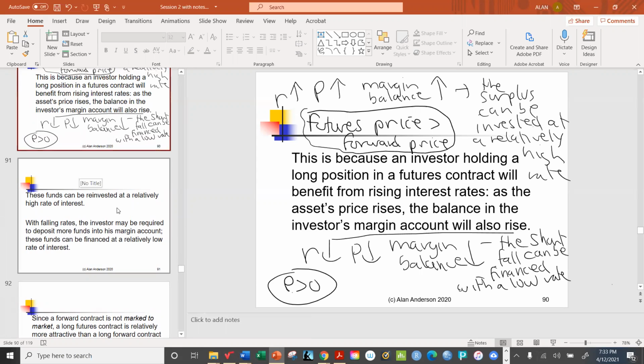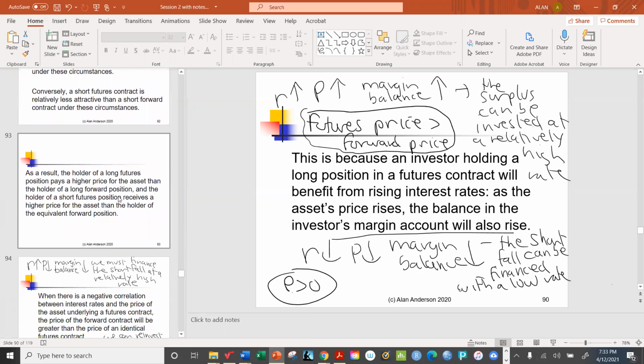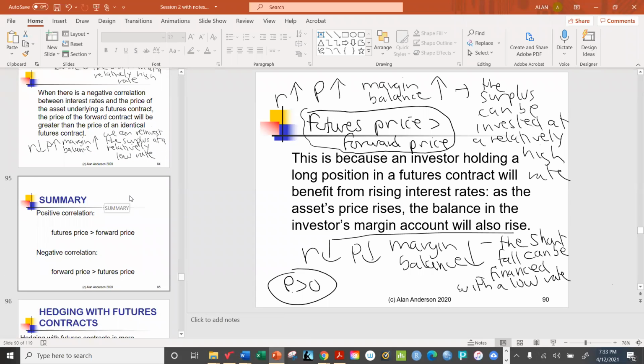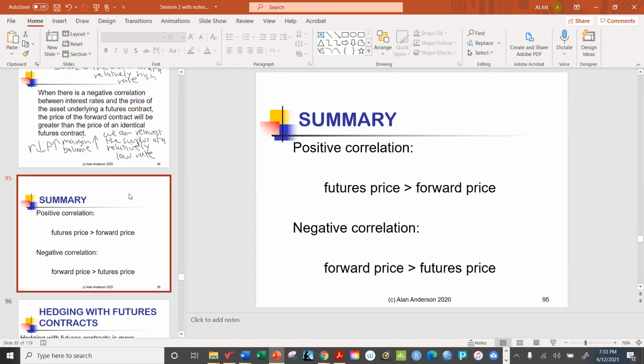All right. Well, now all of this works in reverse if the correlation is negative. So we can jump ahead to the summary where we see that with a positive correlation, the futures price should exceed the forward price. With a negative correlation, it should be the other way around.